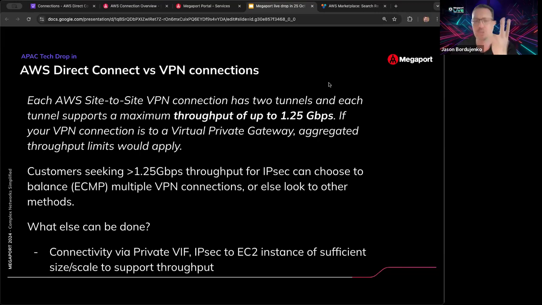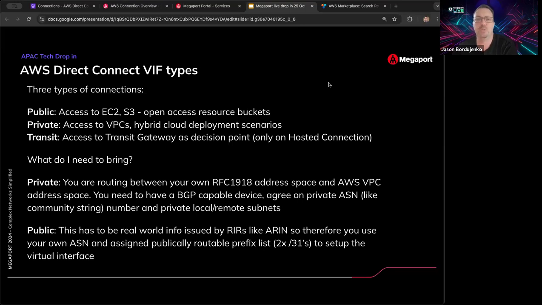So today's presentation is to talk about what else can be done. So we do have the option of connecting via a private VIF, whereas the IPsec VPN is via a public virtual interface or internet, and connecting that to an Amazon virtual machine or EC2 instance, and noting the available sizes and scales, and again, the software or hardware offload for encryption can be done. And we're starting to see customers building out some pretty advanced connectivity options using that without needing to then balance across ECMP. So before we get into the demo, I've got two more slides.